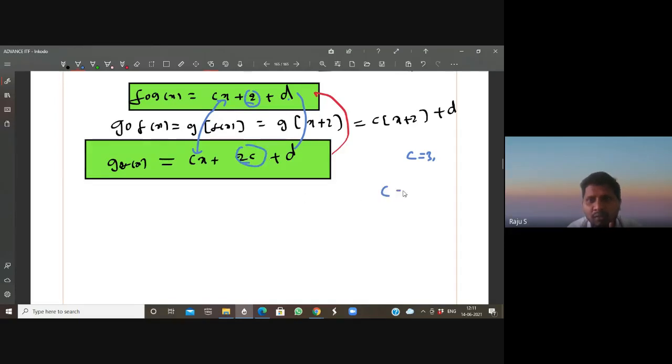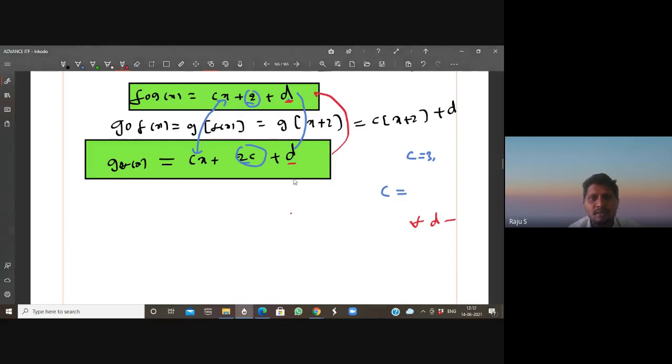For what value of C does 2C equal 2, so that both the equations become equal? For every D value, D equals D, no problem. When I substitute D as 10 here, here also 10. D as minus 100, here also minus 100. D equals D, Cx equals Cx, but the 2 is a constant, and 2C becomes 2. When does 2C become 2?